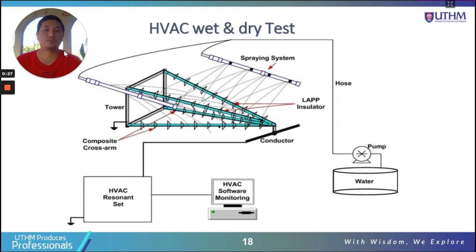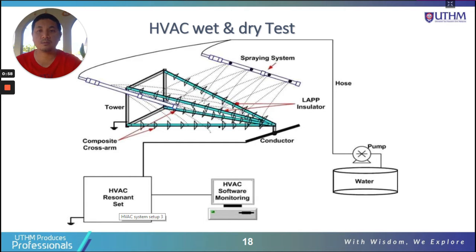Basically we need the test sample, and we need the HVAC supply. In this case, for example, an HVAC resonant set. As long as it can supply high voltage AC supply, then we will use that. Then you can see here it is connected to the conductor.